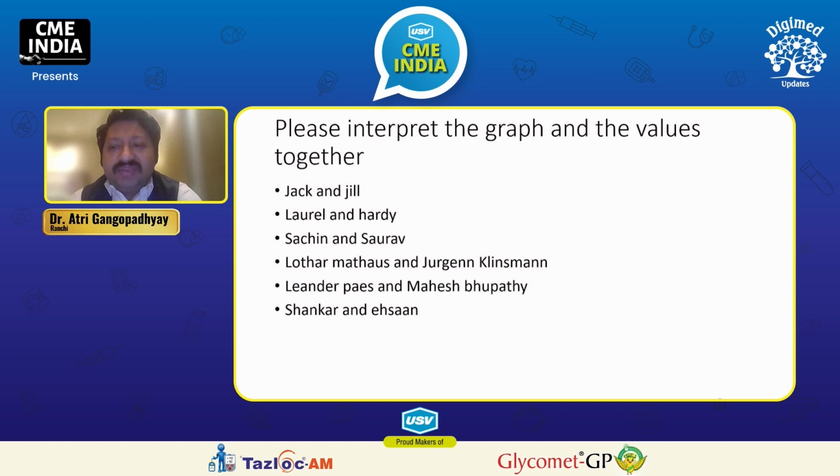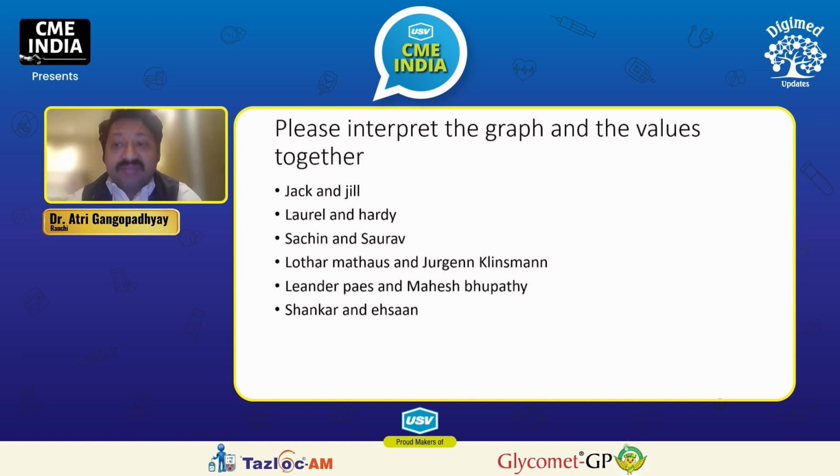When we were in primary school, we had heard about Jack and Jill. ये सब ना famous जोड़ियां है. Then when we started watching television, we had heard about Laurel and Hardy. In Indian cricket, everyone has heard about Sachin and Saurav. Those who follow international football in Germany will tell Lothar Matthaus and Jürgen Klinsmann. In tennis, it's incomplete without Leander Paes and Mahesh Bhupathi. And in music, it is incomplete without Shankar and Ehsan. Similarly, spirometry is also about that pair, the graph and the values together.